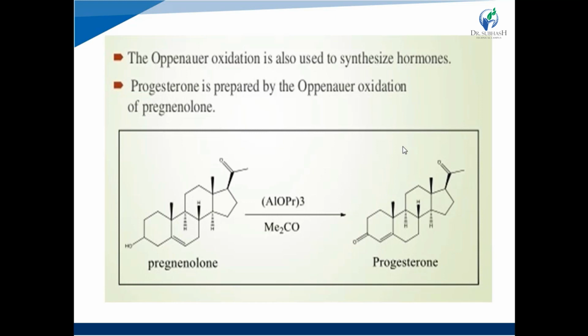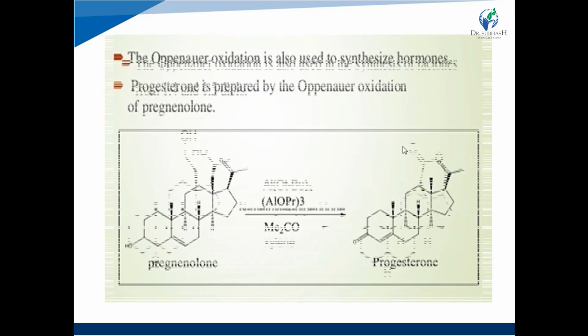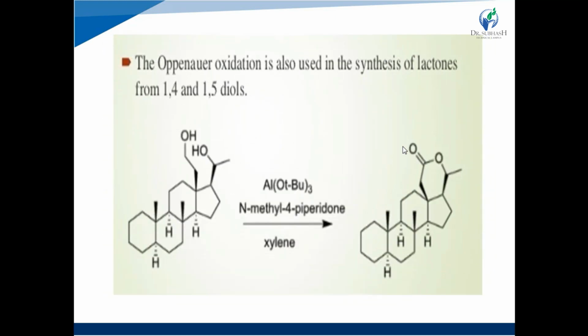This oxidation is also used to synthesize hormones, for example progesterone, right? Progesterone is prepared by the Oppenauer oxidation of pregnenolone. Pregnenolone undergoes the Oppenauer oxidation and forms progesterone. It is also used in the synthesis of lactones from 1,4 and 1,5 diols. Here one example of a steroid that has a 1,4 and 1,5 diol is given, and this steroid undergoes the Oppenauer oxidation and forms the corresponding lactone, right?